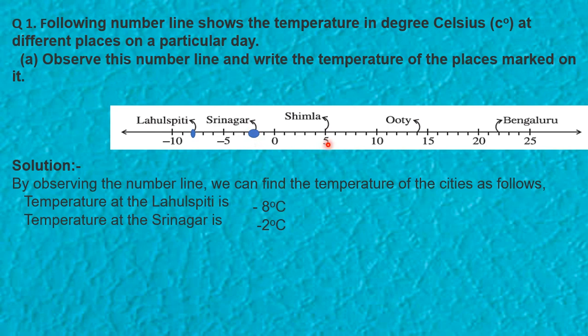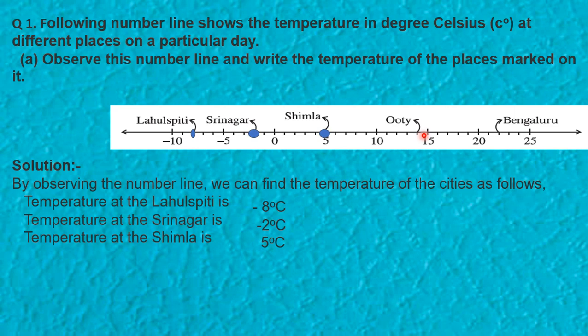Now the next city shown is Shimla. This Shimla is on the right of the 0 on the number line, that is a positive value. That means Shimla has a positive temperature, whereas Srinagar and Lahaul Spiti have negative temperatures. Shimla is shown here at 5. So it's very simple to write that the temperature for Shimla is 5 degrees Celsius.